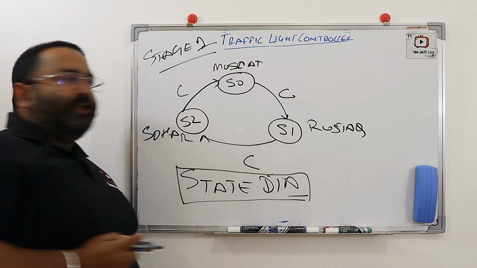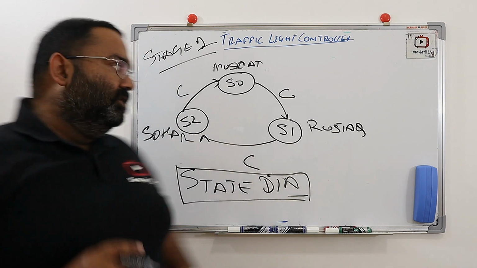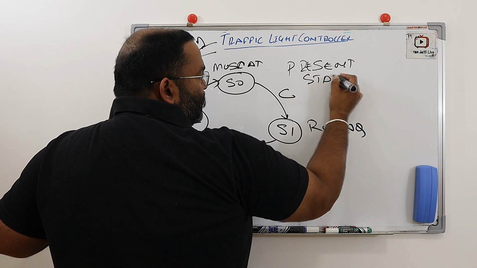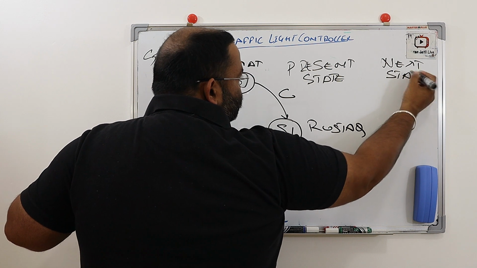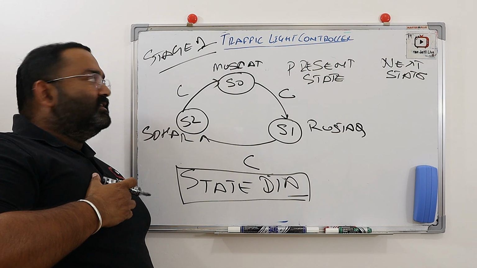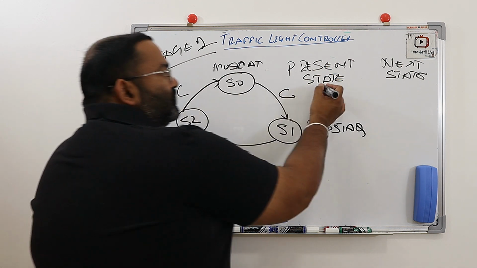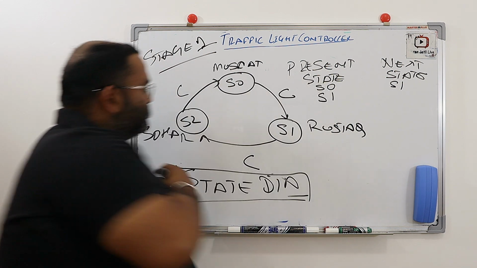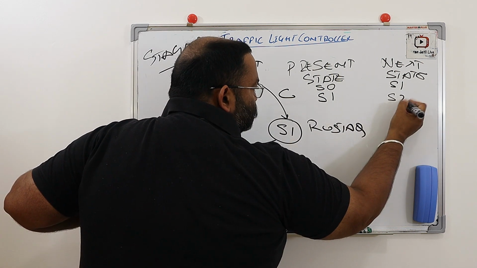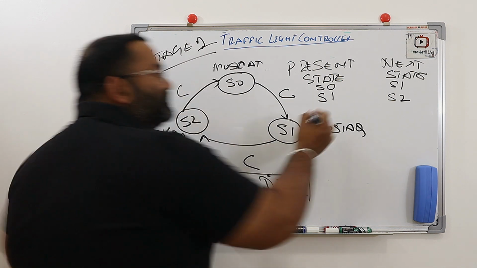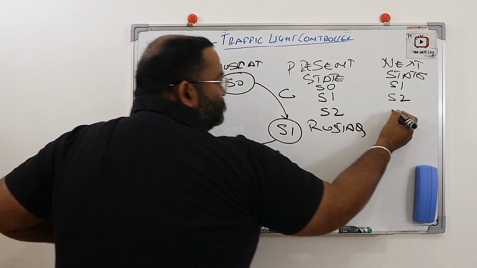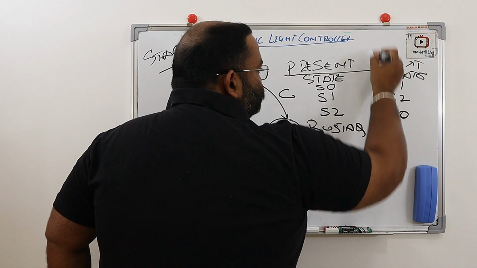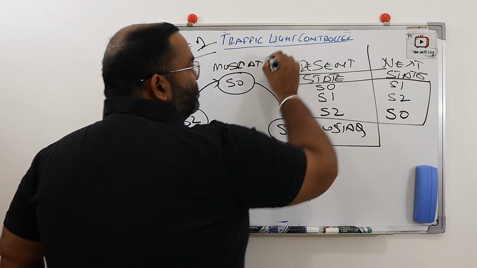Now from the state diagram we write something called a state table. The state table will have two things: one is the present state, and then the next state. If the present state is S0, the next state is S1. If the present state is S1, the next state is S2. If the present state is S2, the next state is S0. So this was stage 1, the state diagram, and this is stage 2, the state table.